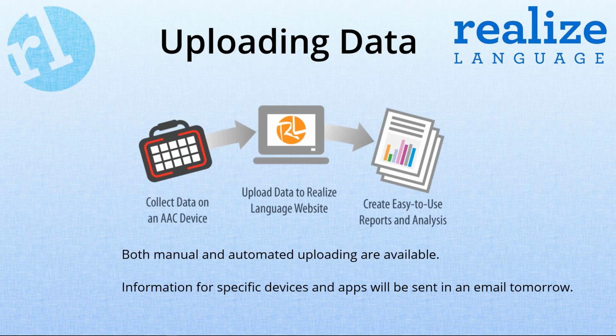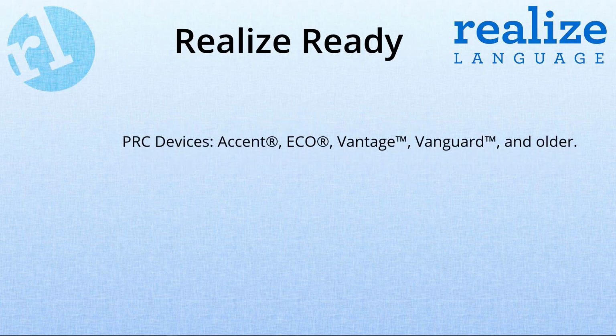So choose the device that you're using, click on the video link, and you'll get an explanation there of how to specifically set up the link between your device and the Realize Language website. We talk about things being Realize ready, and this applies with PRC devices to things like the Accent, which is the current device. But if you've got the Echo or the Vantage or the Vanguard or even Pathfinder, some of the older devices, you can actually do data collection on them. That's still in there, even though we don't make them anymore. There is no Wi-Fi connection, but you can do the manual uploading, as I mentioned earlier.